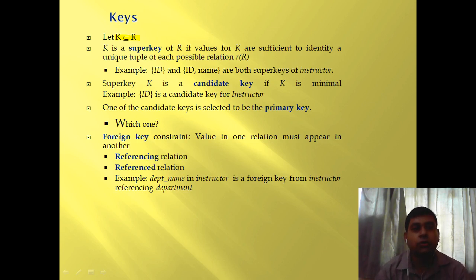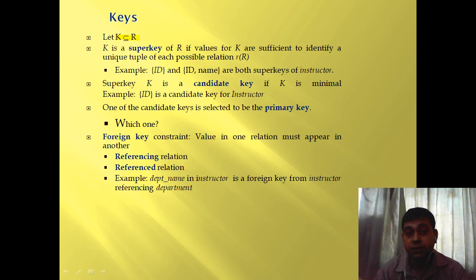Firstly, we will talk about the superkey. Superkey is a collection of attributes in a relation R which uniquely identify a tuple in that relation. So in the relation small r of capital R. Now let's take an example of ID in the instructor table, and as well ID and name. Both of these are superkeys of instructor.